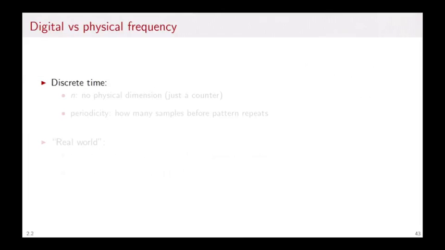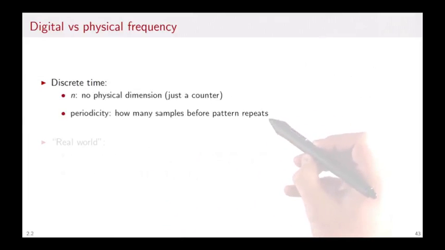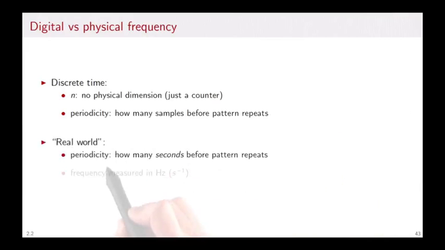Let's now think about the difference between digital and physical frequency. In discrete time, n has no physical dimension, it's just a counter. And periodicity is how many samples before the pattern repeats. In the real world, periodicity is how many seconds before the pattern repeats. And the frequency is measured in hertz, or second minus 1, which is 1 over the number of seconds until the pattern repeats.